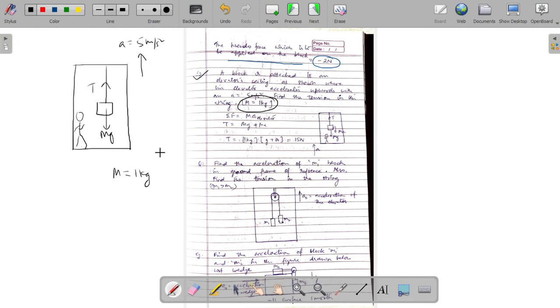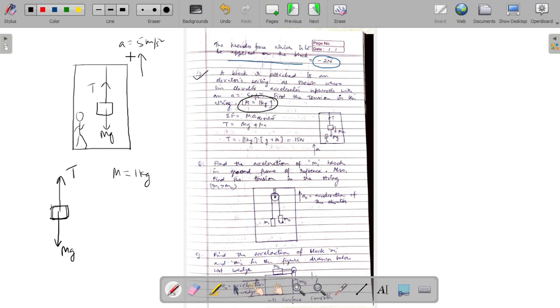So first of all, let us think whether our frame of reference is a non-inertial one or an inertial one. We are going up with an acceleration of 5 meter per second square. That means we are in a non-inertial frame of reference, and since we are in a non-inertial frame of reference, we have to apply the pseudo force on the mass m. So let us draw all the real forces on the mass m. The real forces on the mass m are T and mg.